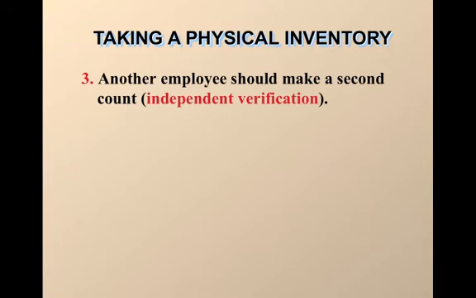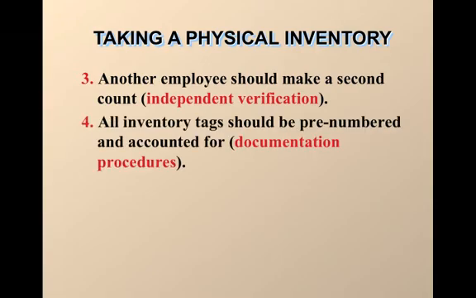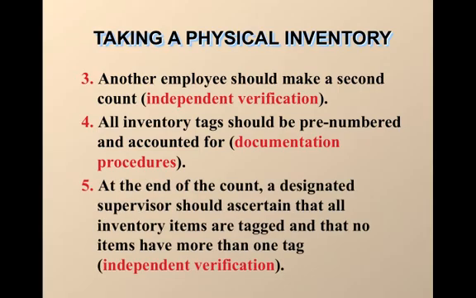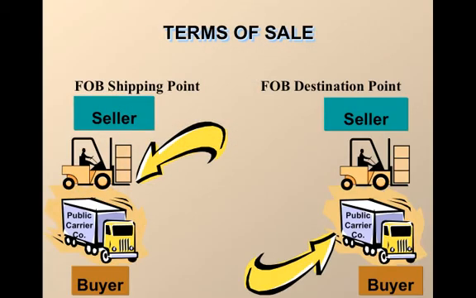Another employee should make a second count. So you have 2 people counting the same and make sure their numbers are the same. If not, have a third go back and count. And then some companies use a tagging system where they put tags on the items that have been counted. And I don't expect you to worry about that too much. And at the end of the count, a designated supervisor should ascertain that all inventory items are tagged and no items have more than one tag. So that means that everything is counted properly and only once.